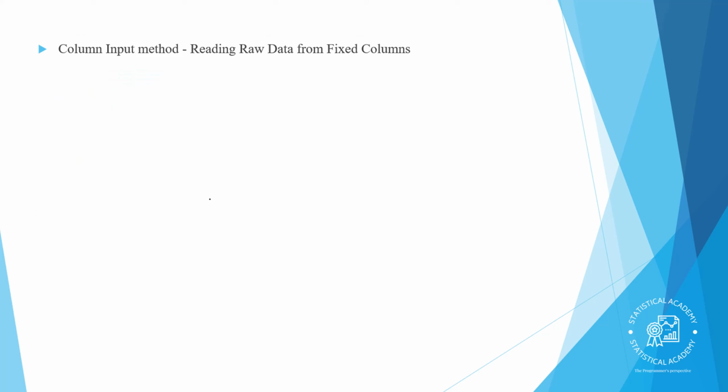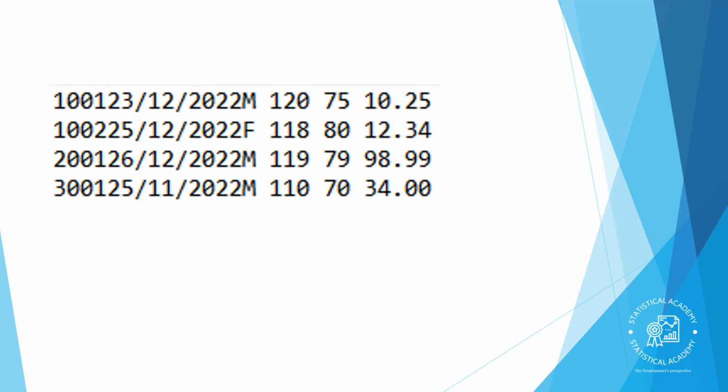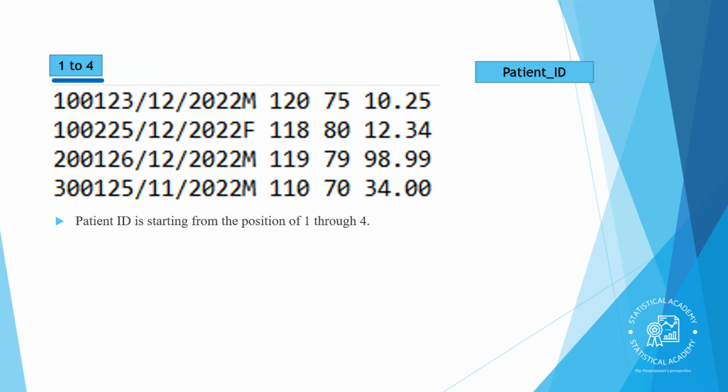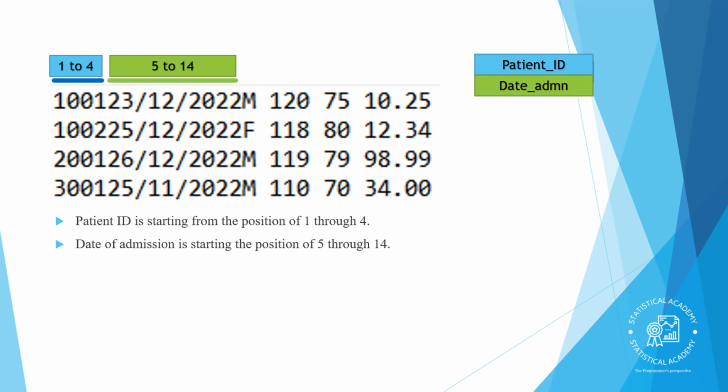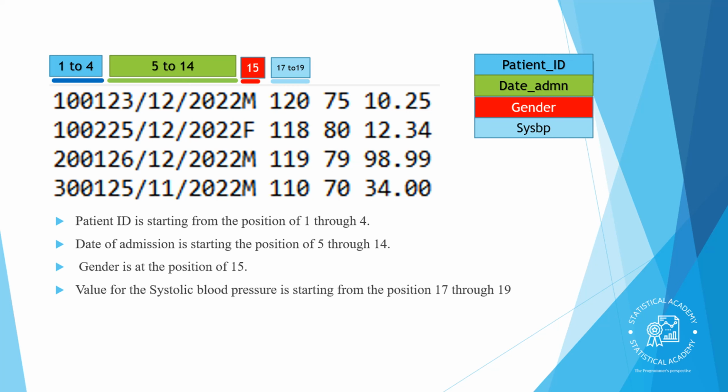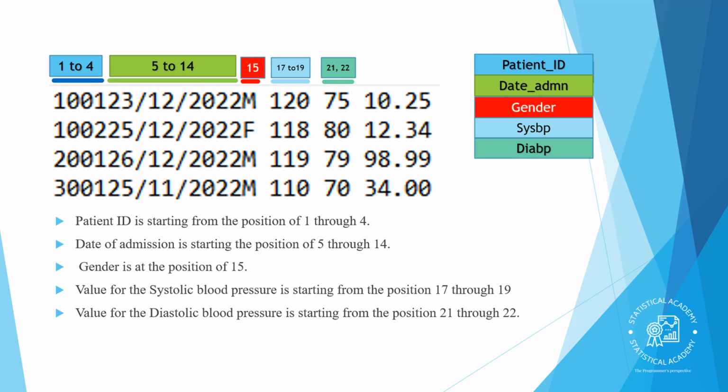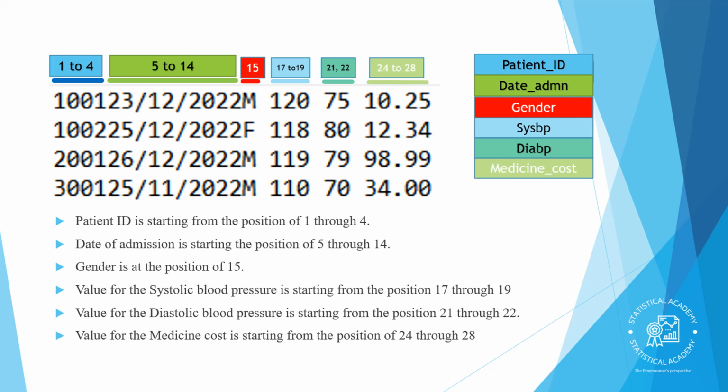Before going further into this column input method, let us have a look at the data in the text file hospital. The file has patient ID, date of admission, gender, systolic blood pressure, diastolic blood pressure, and medicine cost. Patient ID is starting from the position of 1 through 4 in the text file. Date of admission is starting from the position of 5 through 14. Gender is at the position of 15. Value of systolic blood pressure is starting from the position of 17 through 19. Diastolic blood pressure is starting from 21 and 22. Medicine cost starting from 24.